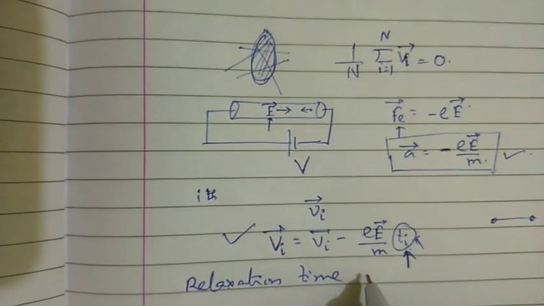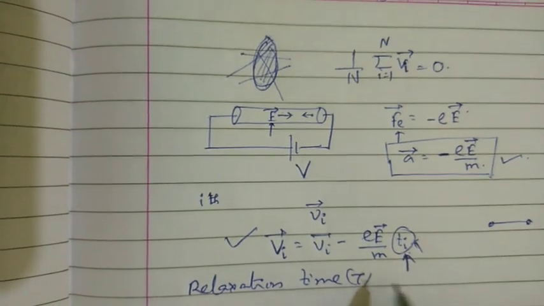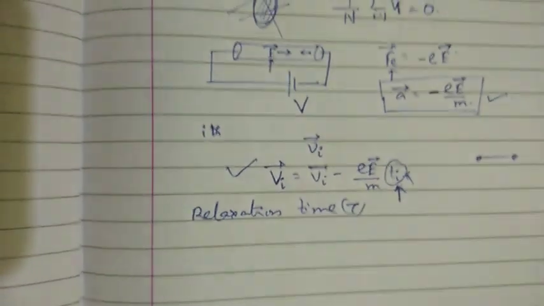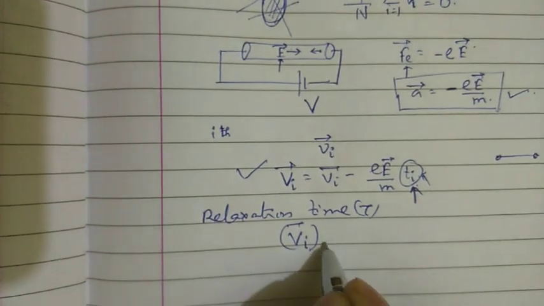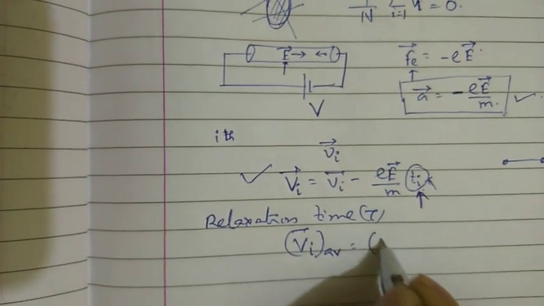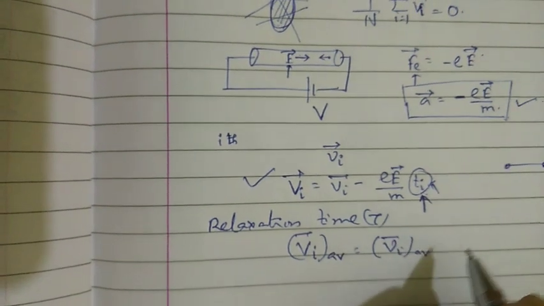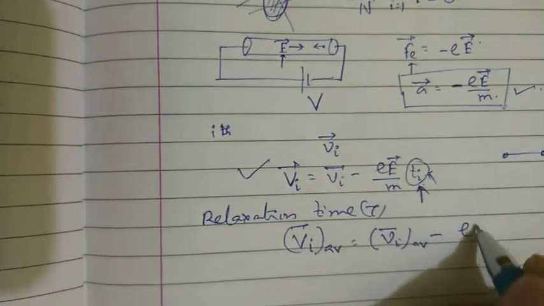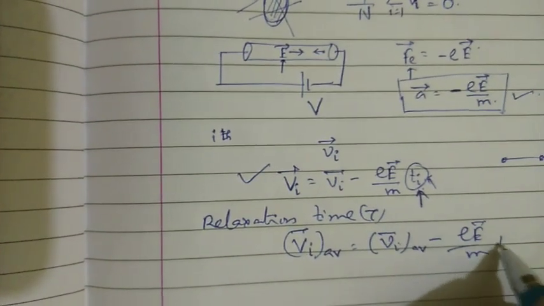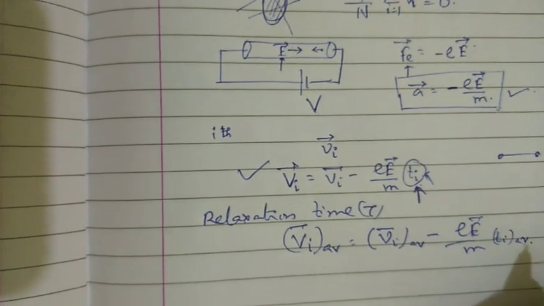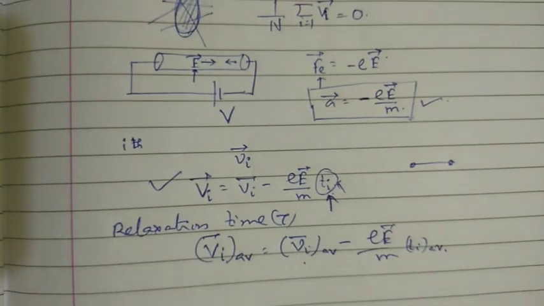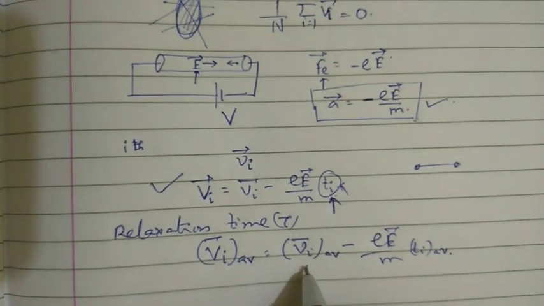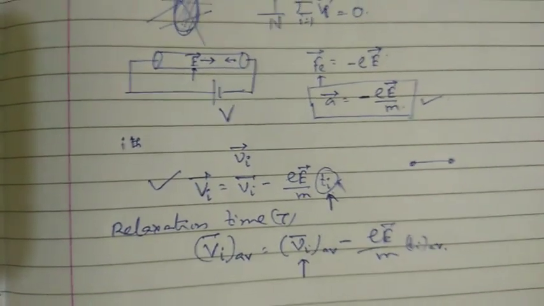It is denoted by tau. See, if we take all the electrons and take the average of it, we will get the average velocity of the electron just at the starting point after the collision.